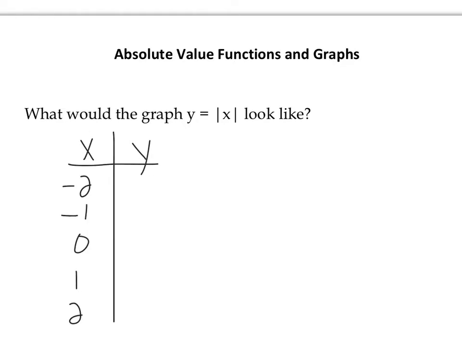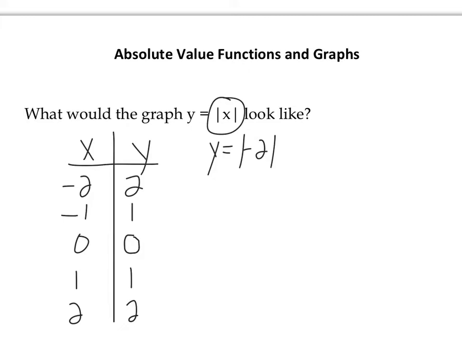If I plug a negative 2 in for x, I'm going to get y equals the absolute value of negative 2. So y equals the absolute value of negative 2 is just y equals a positive 2. If I put a negative 1 in for x, y would equal a positive 1, and 0 gives 0. If I plug in a positive 1, the absolute value of that is still positive 1, and the absolute value of 2 would be positive 2.